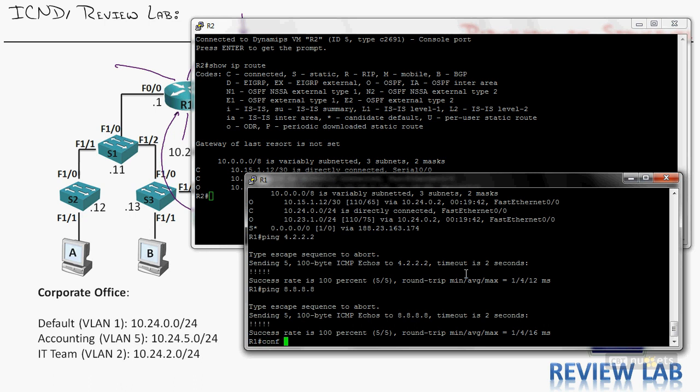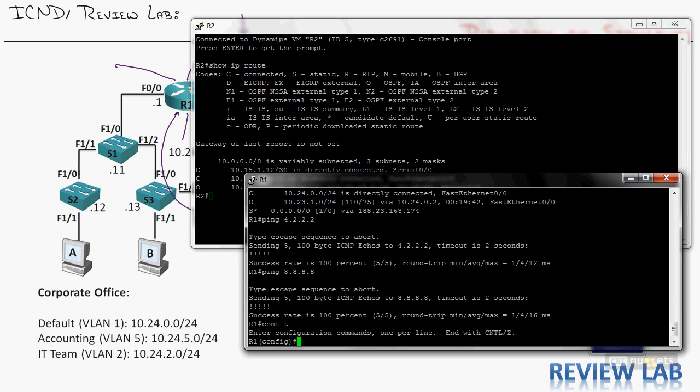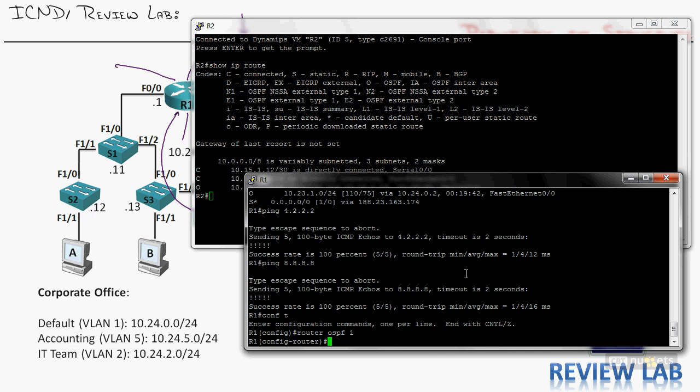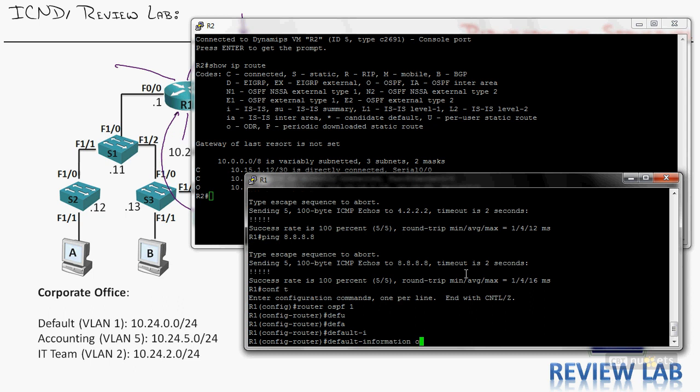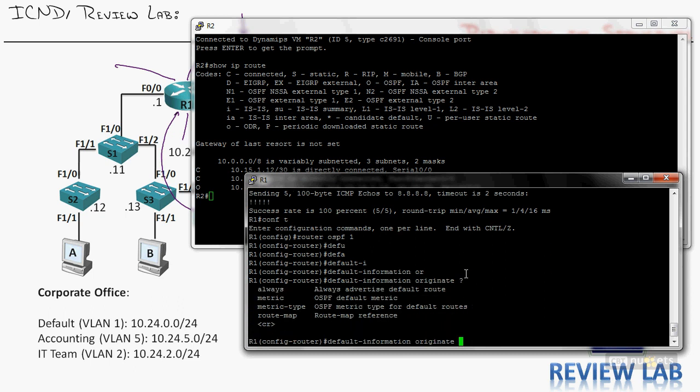I'm going to go into router 1, global config mode, and I will do router ospf 1 and show you one amazing command. I'm almost positive we talked about this in ICND1. If not, we should have. So I know we should have. It is default-information originate. That's the command. There are actually 2 flavors of this command that I want to talk about.